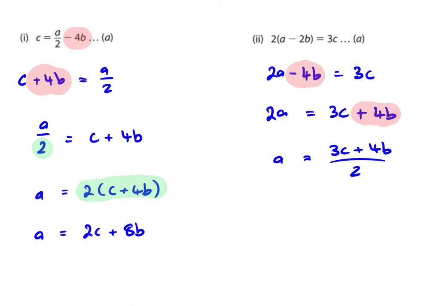In order to get the a's by themselves, we need to divide the left-hand side here by 2. If we divide the left-hand side by 2, we'd be left with a. But we need to do the same on the right-hand side, and we take all this here, and we divide it by 2.